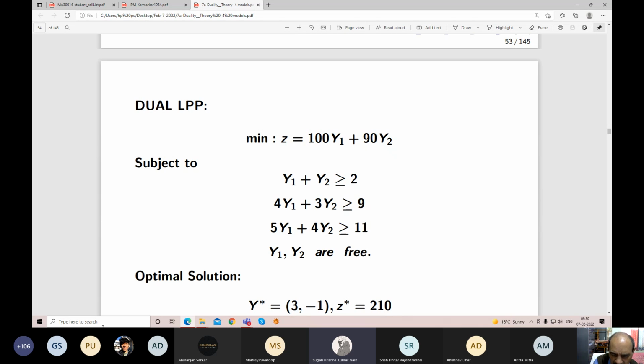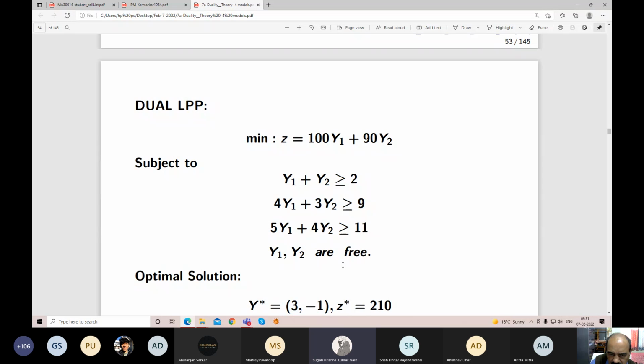Y2, capital Y2 equals small y3 minus small y4, and small y3 and small y4 are non-negative. So what will happen? In this problem, instead of two variables, there will be four variables, where small y1, small y2, small y3, small y4 are non-negative.